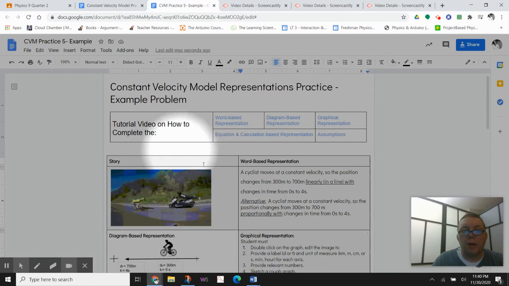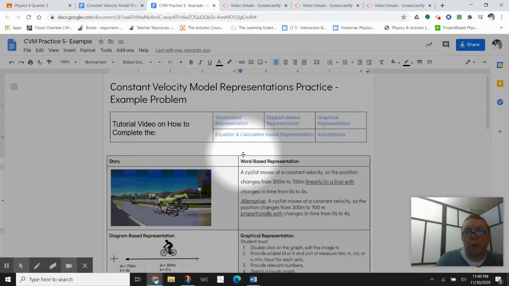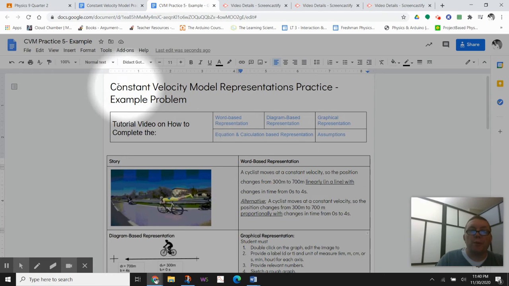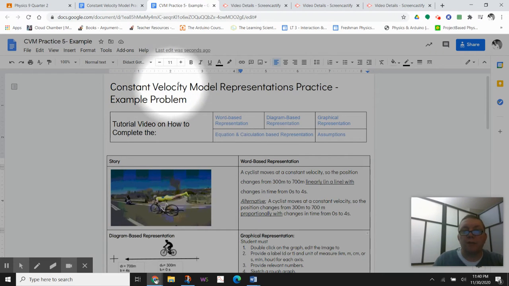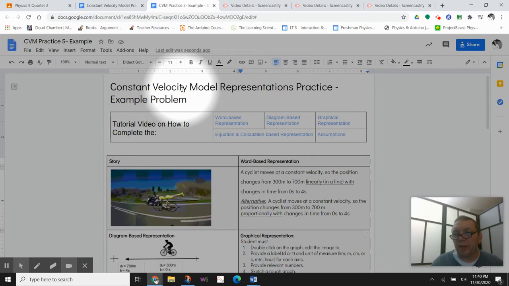Hello. Another example on how to work these representations. Remember, we're talking about a model where something has a constant velocity, or at least it's close enough to a constant velocity for us to say, in these examples, close enough. We're going to model it or analyze it as though it does have a constant velocity.